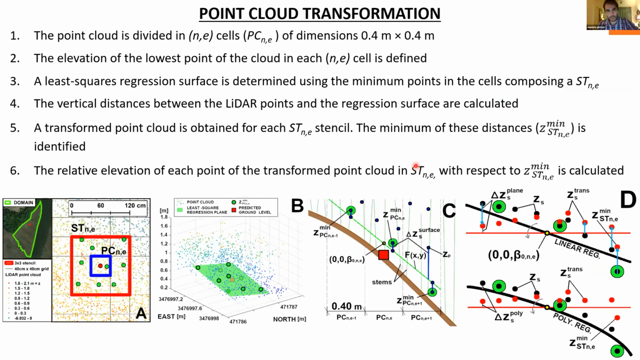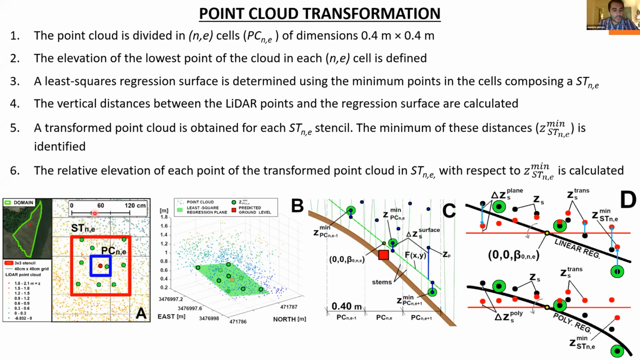This is the main part of my method, the transformation algorithm. I took the point cloud and divided it into different cells. The cells have the same dimension as the plot I showed you before, 40 by 40 square centimeters. I call the cell PC, and the indices of the cell, north and east, are N and E. The idea is to determine what is going on in the cell in the middle, using also the lateral ones. I call this the stencil, ST.